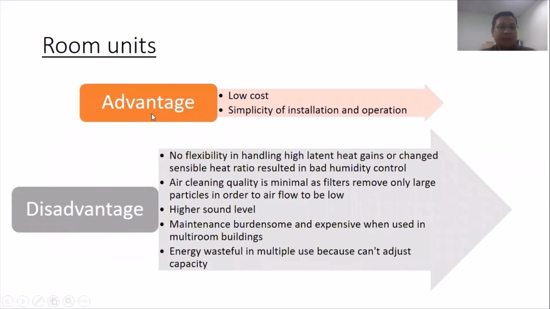Room units have advantages: low cost, simplicity of installation and operation, but have many more disadvantages compared to advantages. No flexibility in handling high latent heat or changing sensible heat ratio, resulting in bad humidity control, and then air cleaning quality is minimal, and then higher sound level, maintenance is burdensome and expensive, and energy wasteful. Okay, but wasteful in the multiple use because I can adjust the capacity.